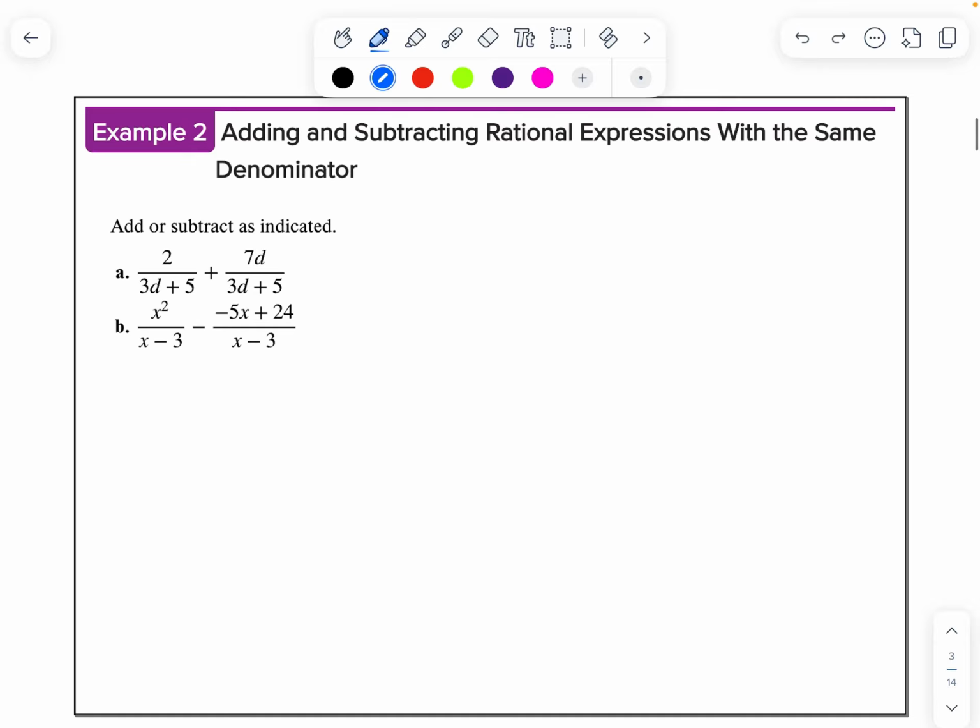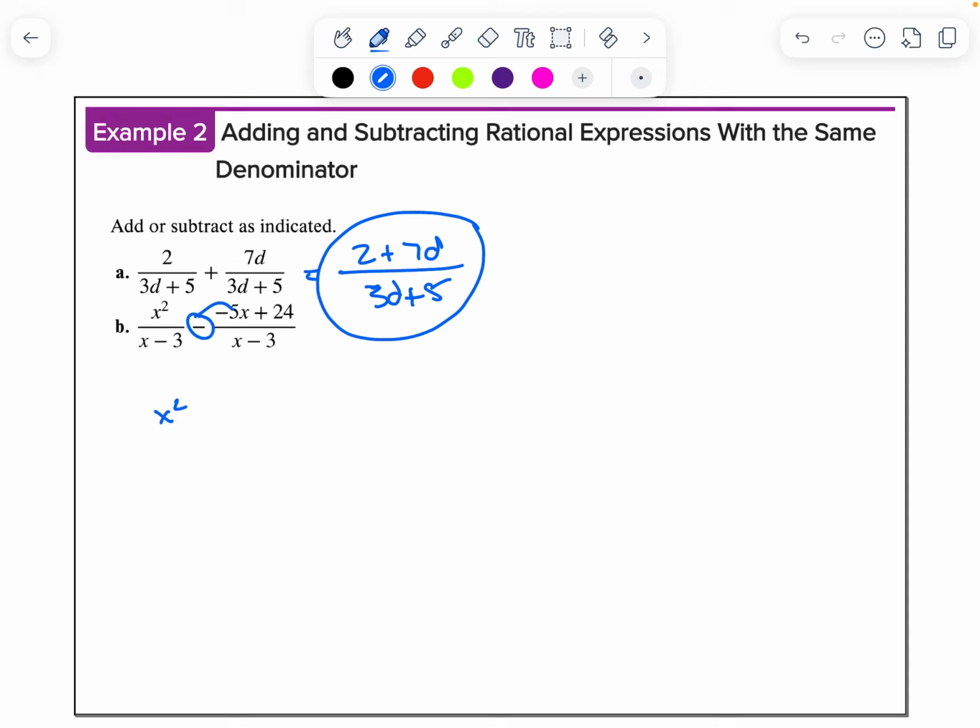All right, here's another couple of examples. Same type of idea. They have the same denominator, so we know our answer is going to have the same denominator. And when I add across the top, I get 2 plus 7d. Just a different looking answer, but nothing different that actually happened here. Same thing on the bottom. I'll have x squared. This minus is actually going to this entire fraction, so minus negative 5x would be plus 5x minus 24 over x minus 3.